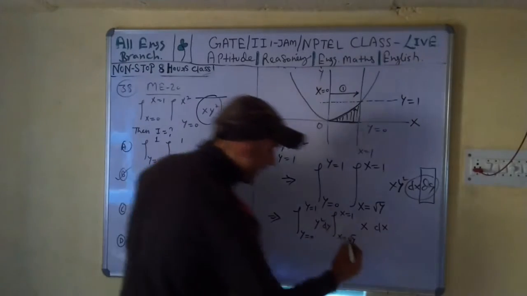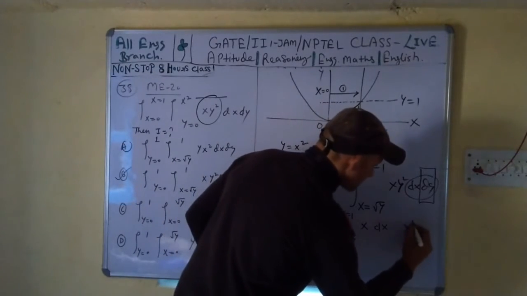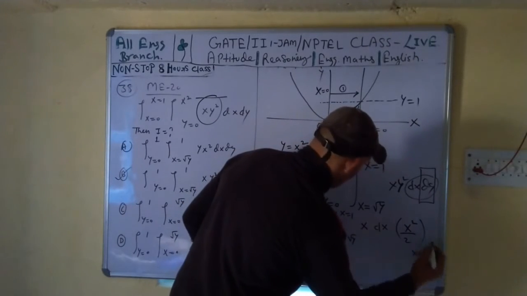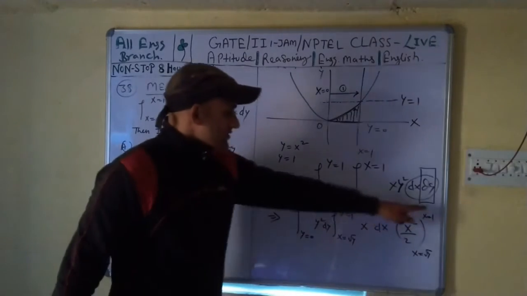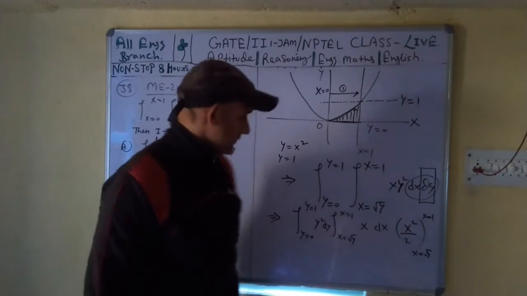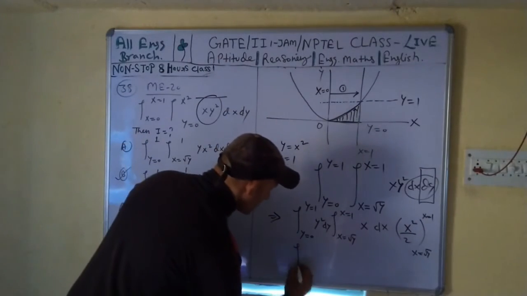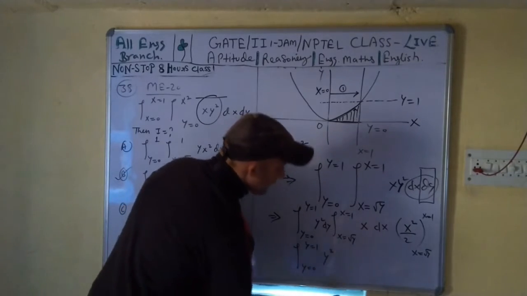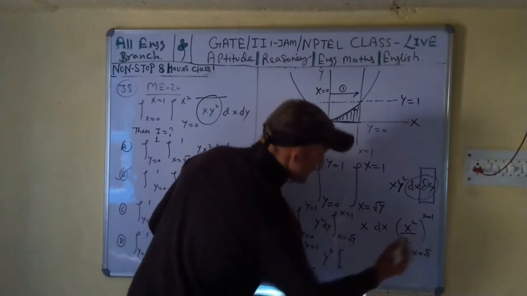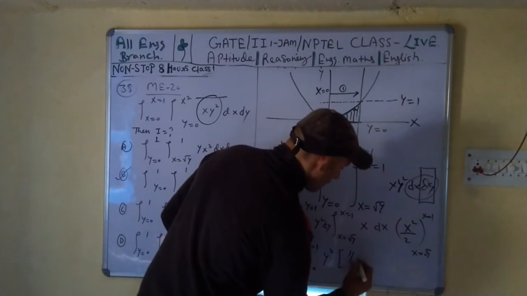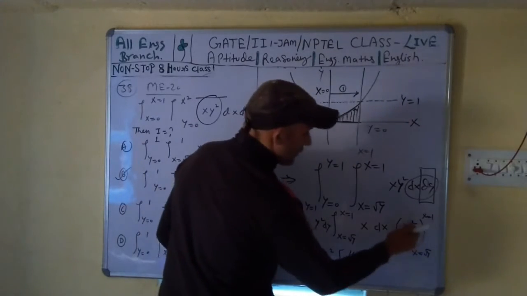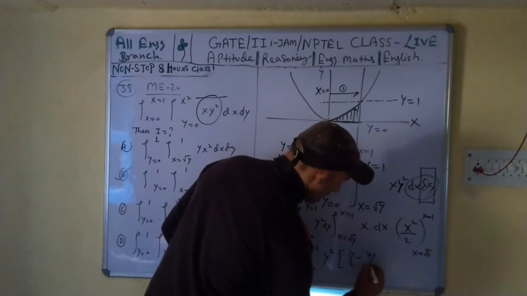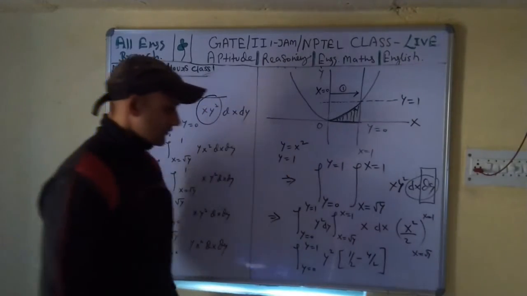Now you have to integrate x with respect to x. So that is x square upon 2, and you have to put x is equal to square root of y to x is equal to 1. At first x is equal to 1, then square root of y. Then your answer, y is equal to 0 to y is equal to 1, y square. Your answer will be 1 upon 2 minus square root of y whole square, which is equal to y upon 2. So this is your answer.